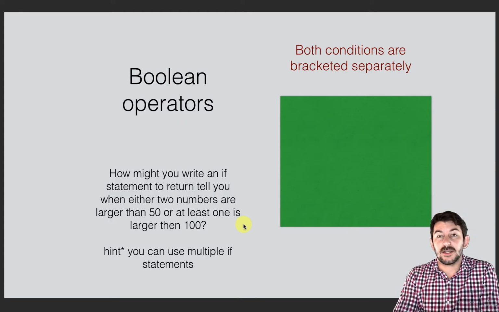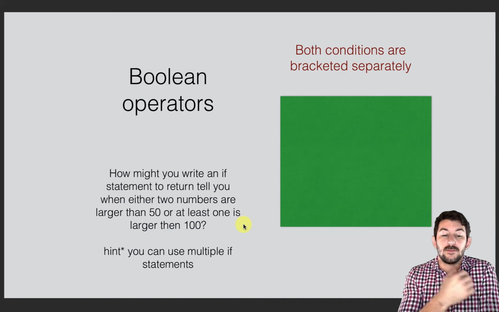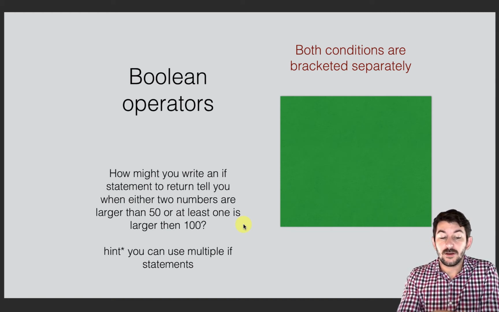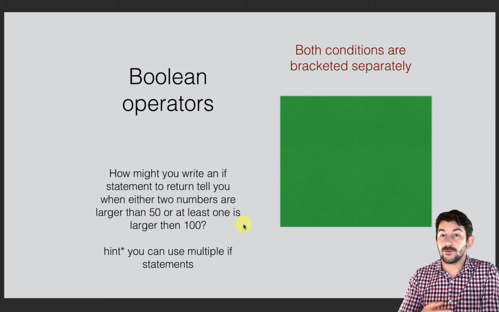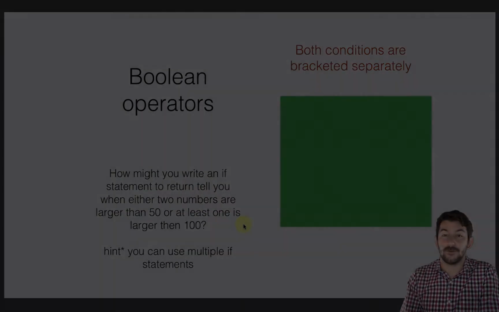So if you want to pause this and practice and test yourself, think about how you might write a statement that will tell you when either two numbers are larger than 50 or at least 1 is larger than 100. So either of those two possible scenarios. You can go ahead and pause it and see what I do.